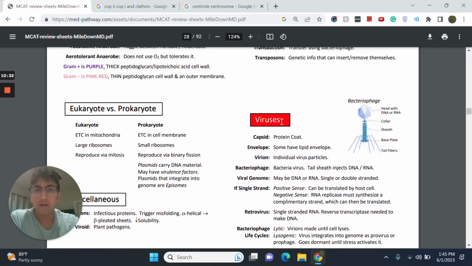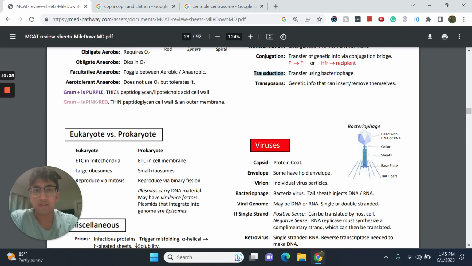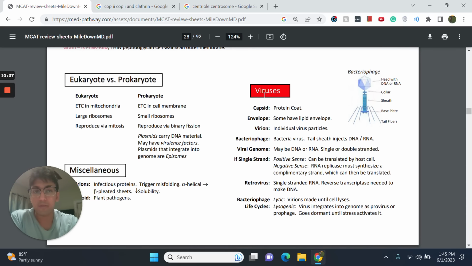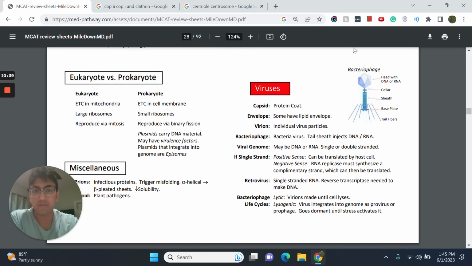And if you remember, transduction is how you transfer DNA between bacteria using these bacteriophages. Viral DNA: viruses can have DNA or RNA. It could be single-stranded or double-stranded. If they're single-stranded, they can be either positive sense or negative sense, right?